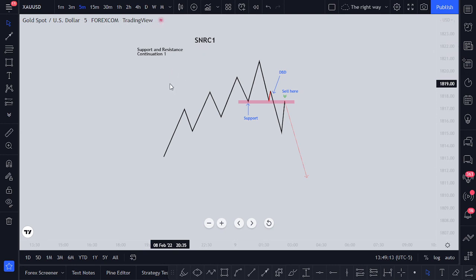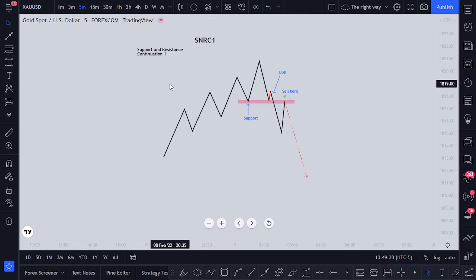As the name suggests, the SNRC1 pattern is just a continuation pattern. We have SNRC1 and SNRC2, but in this video I'll be restricted to SNRC1. In our next video, we'll talk about SNRC2.